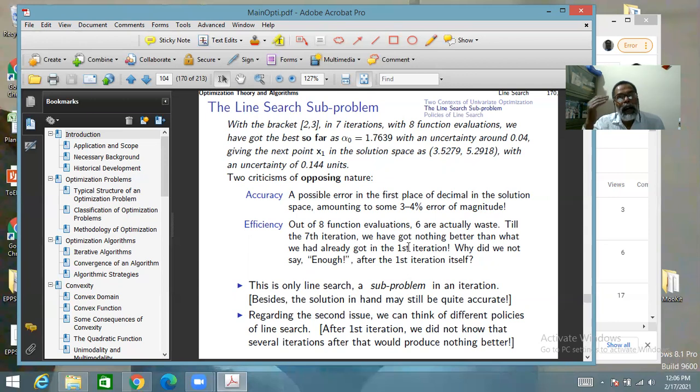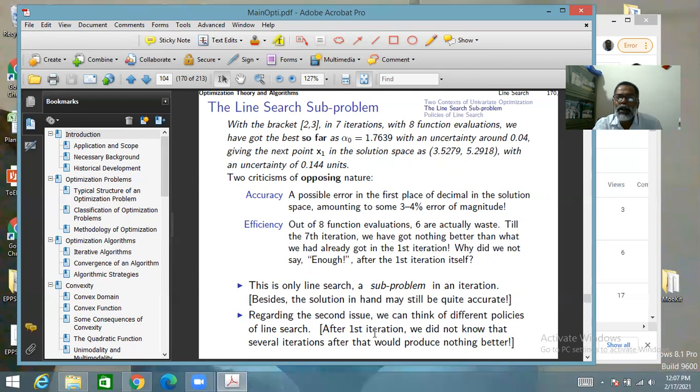That is, after the first iteration itself, if we had some way of figuring out that this is actually a very good value that we have got somehow suddenly, and after this, several iterations are unlikely to produce much better. If we could develop some impression of that kind, then we would have confidence to abandon the line search along this direction and produce this itself as the result. So how to do that?